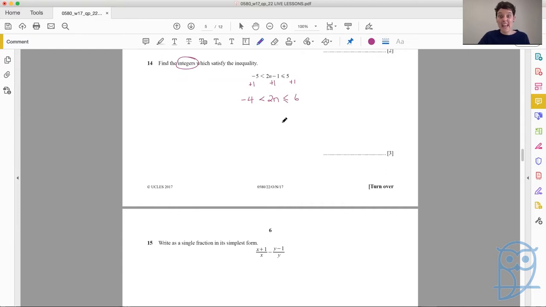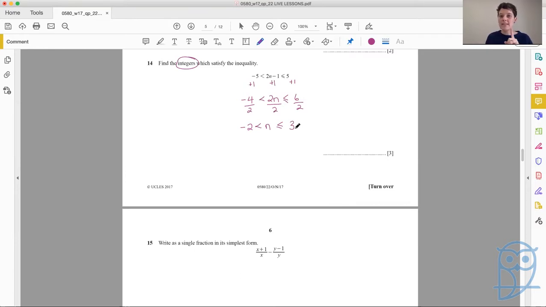Now, of course, we want that n alone, so we're going to have to divide by the 2, but we must treat each piece the same. So we must divide all three of them by 2. So -4 divided by 2 is going to give us -2, less than 2n divided by 2, straight to our n, which we'd hoped for, less than or equal to 6 divided by 2 is 3. So this is now the range of values, -2 less than n less than or equal to 3.